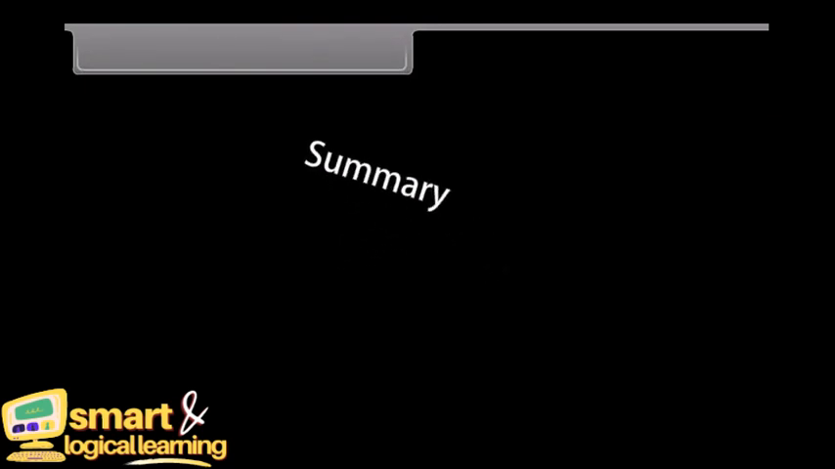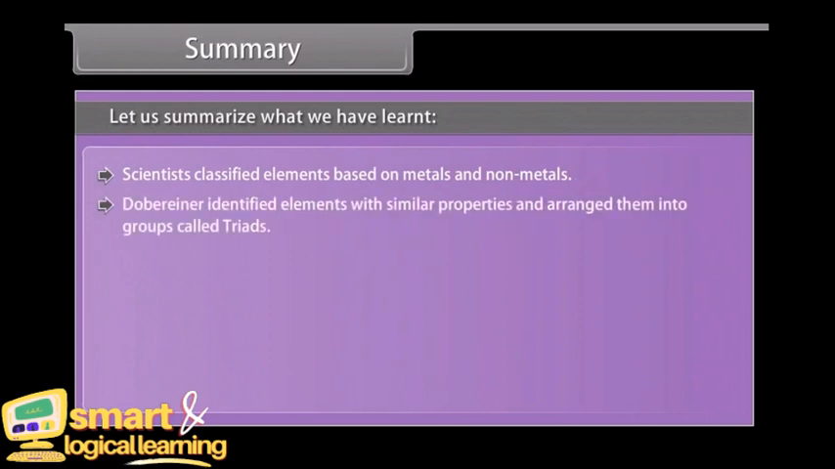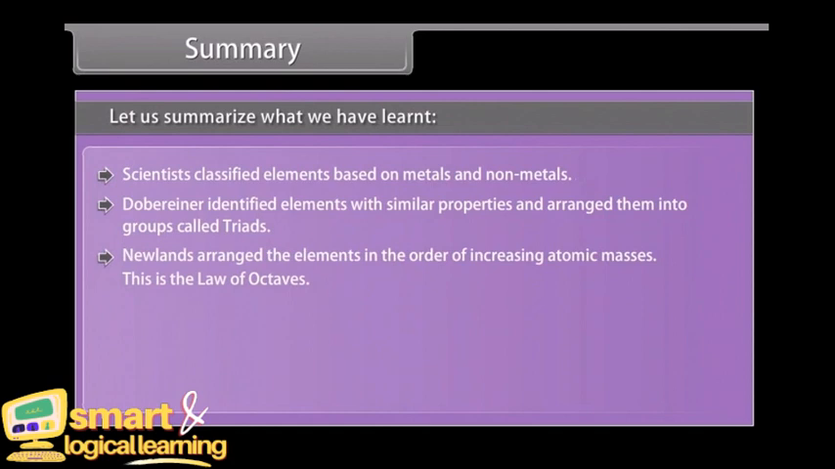Summary. Let us summarize what we have learned. Scientists classified elements based on metals and non-metals. Döbereiner identified elements with similar properties and arranged them into groups called triads. Newlands arranged the elements in the order of increasing atomic masses.